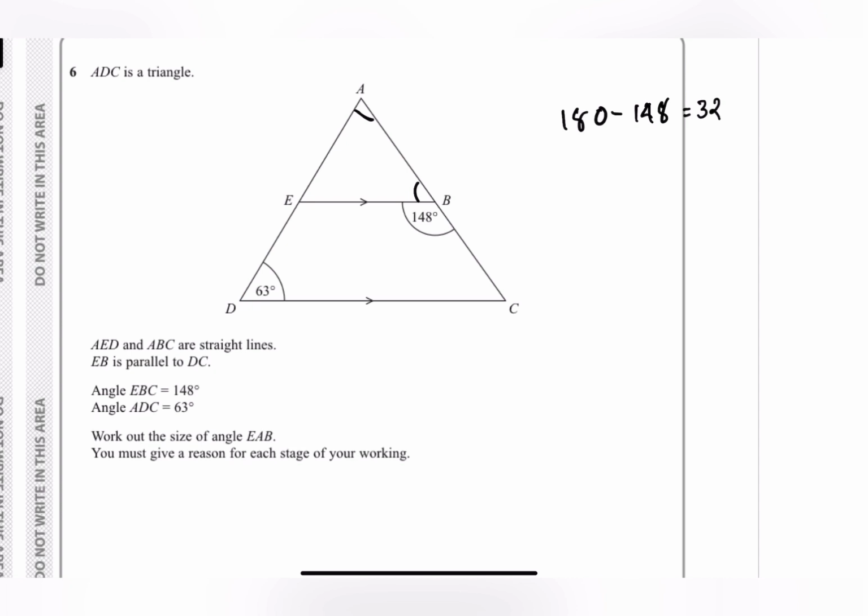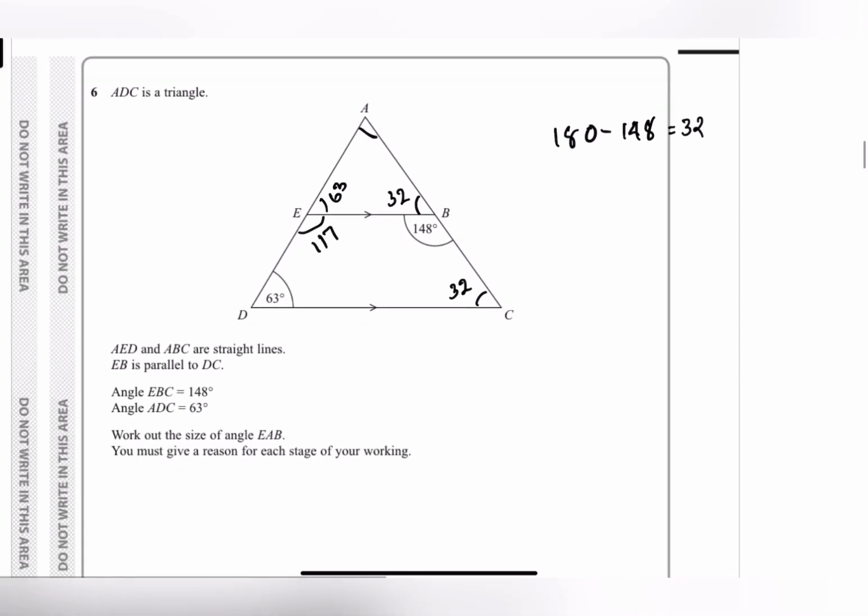So that's going to be angle EBA, and you can say angle BCD. These two angles are 32 each. So this is 32, this is 32, as these are parallel lines. Now you can say angle DEB will be 180 minus 63, because we know this is also 63. So this is going to be 117, right? So from there, you can calculate angle EAB. So angle EAB is 180 minus 63 plus 32. Okay, so you will get EAB as 85. So that is the correct answer for this problem.